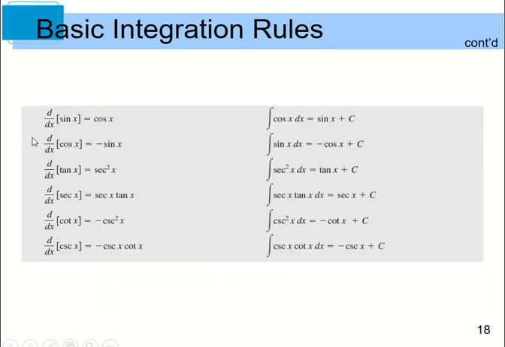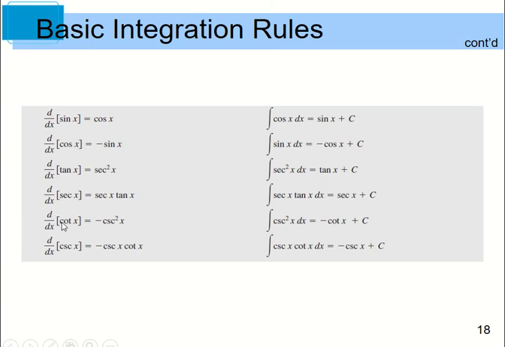So continuing from here. If we differentiate sine, we get cosine. So if we integrate cosine, we get sine. Differentiate cosine, we get negative sine, and integrate sine, we get negative cosine. Differentiate tangent x is secant squared x, so integrating secant squared x gives tangent x. And differentiate secant x, we get secant x tangent x. Therefore, integrating secant x tangent x, we get back secant x.